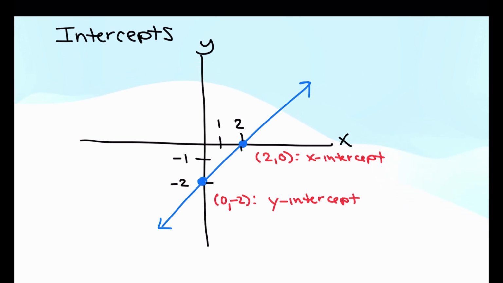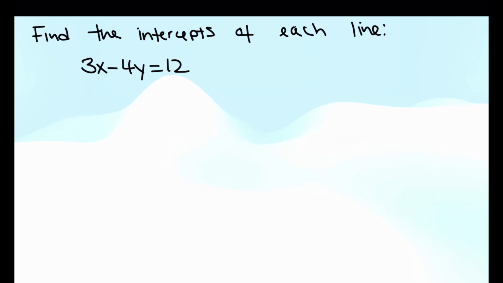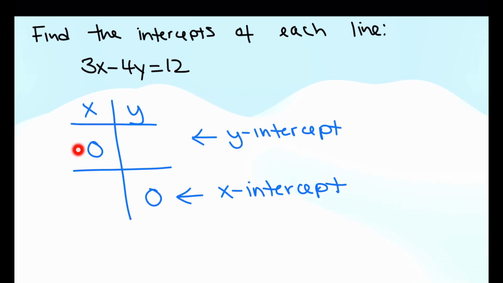So one thing to notice with this image is the x-intercept is a place where y equals 0. And the y-intercept is a place where x equals 0. So if we want to find the intercepts of a line, for example, we have the line 3x minus 4y equals 12, we can plug in 0 for x. That'll give us the y-intercept. And then we can plug in 0 for y, and that'll give us the x-intercept. So plugging zeros in for x and y will give us those intercepts.